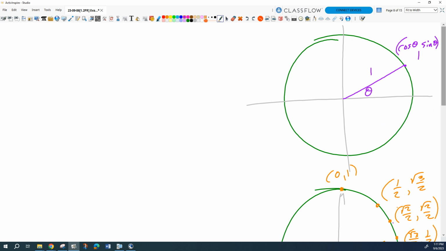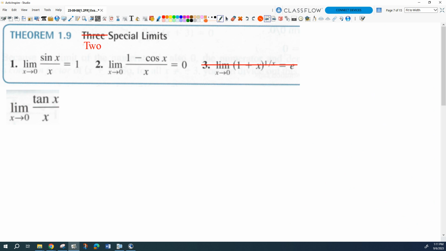Okay, so now we're back to this problem. If we try to evaluate this directly, then we've got sine of 0 over cosine 0. Well, sine of 0 is going to be the y coordinate of 0, which is 0, divided by the x coordinate of the point over here at 0, which is 1. 0 over 1 is 0 over 0. 0 over 0. It's indeterminate, okay? So we've got to do some math on this to evaluate this limit.